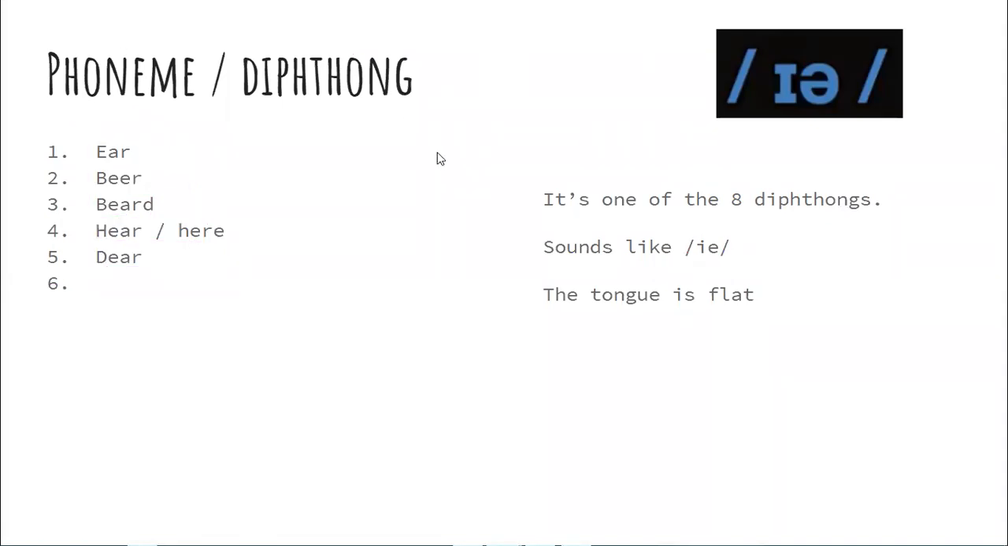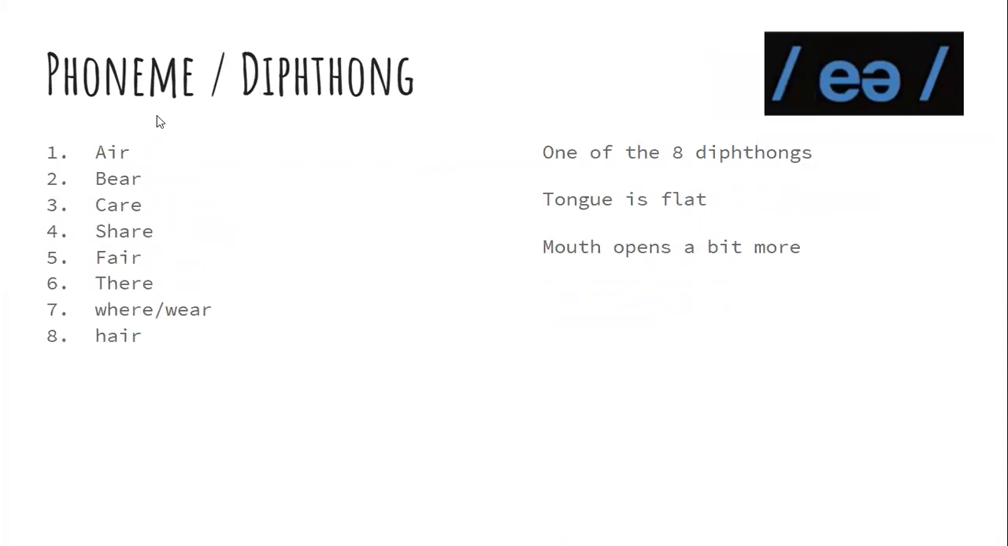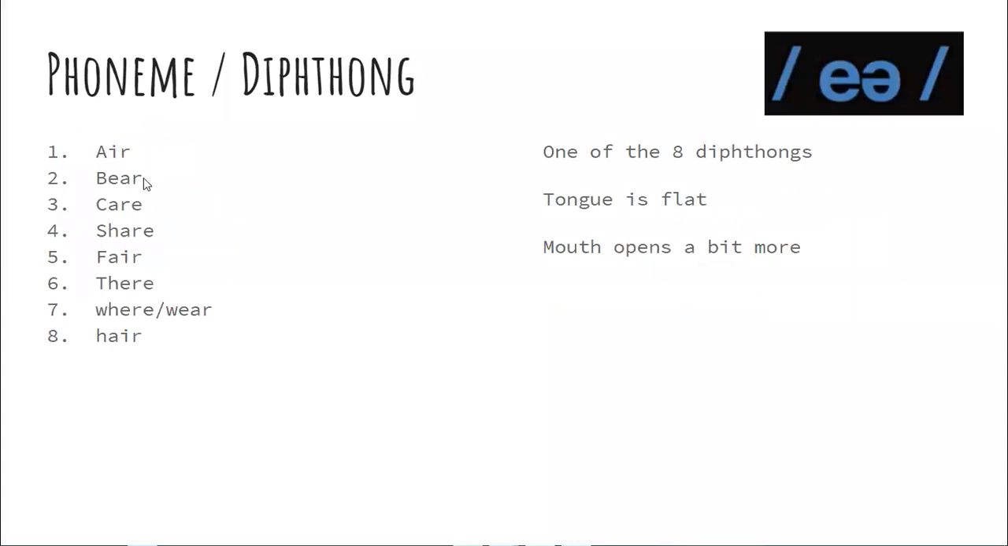Ya viene el tiempo, así que terminando. So we have these different diphthongs. I'm just gonna say them because this is the homework. So this one is air, okay? Air. La lengua otra vez está flat and the mouth is a bit more open. So air, bear, care, share, fair, there, where, hair. Sonido air. American.